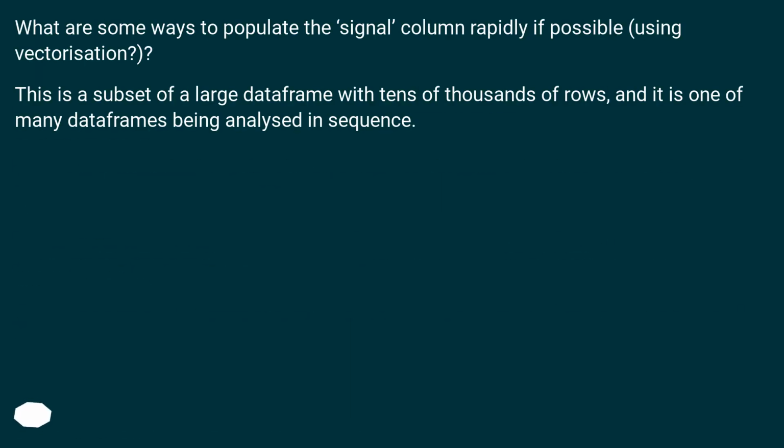What are some ways to populate the signal column rapidly if possible, using vectorization? This is a subset of a large data frame with tens of thousands of rows, and it is one of many data frames being analyzed in sequence.